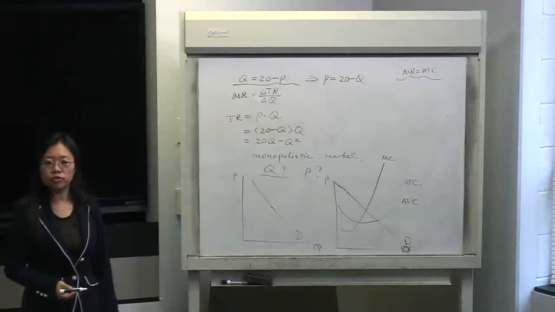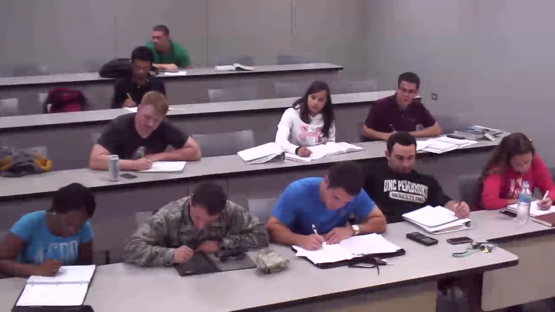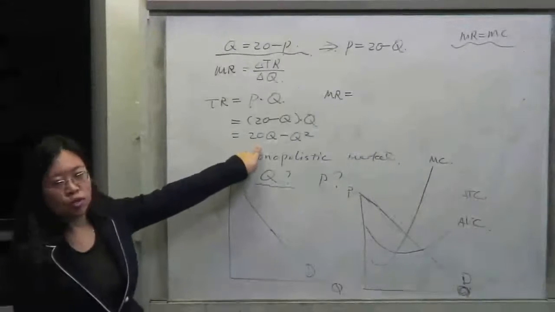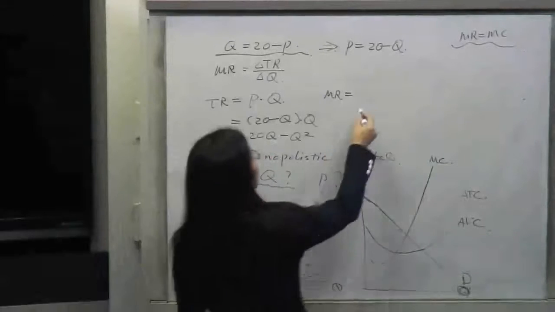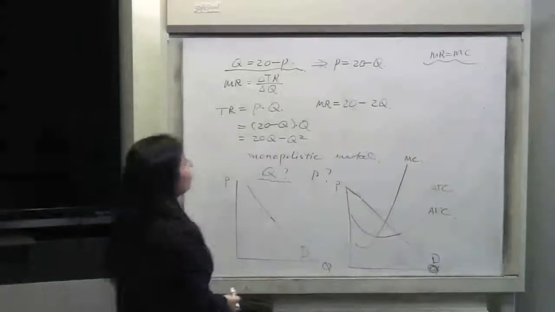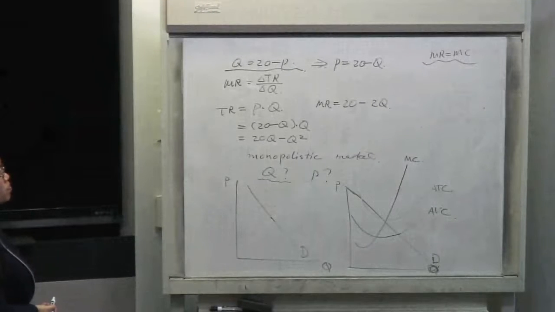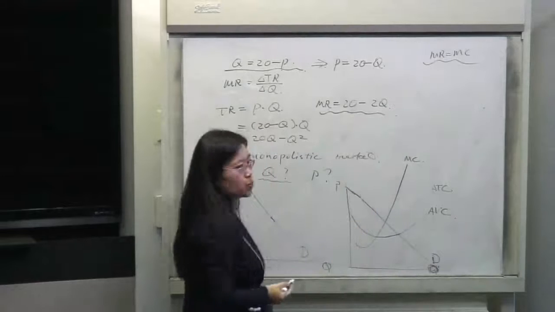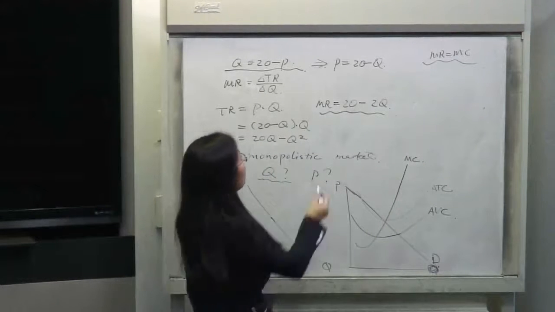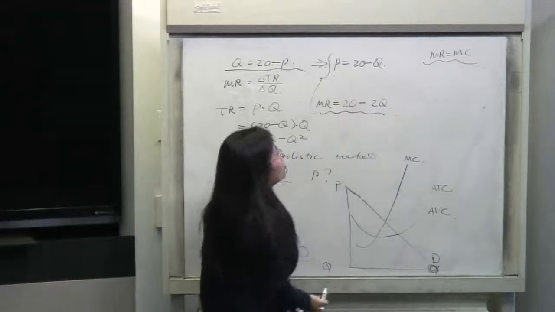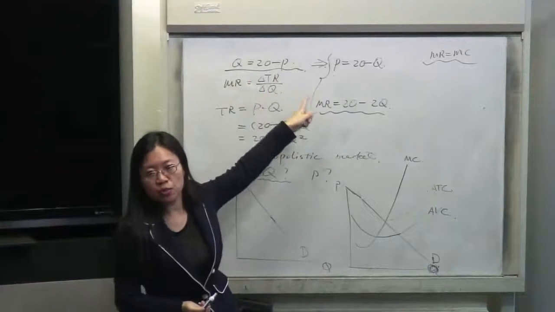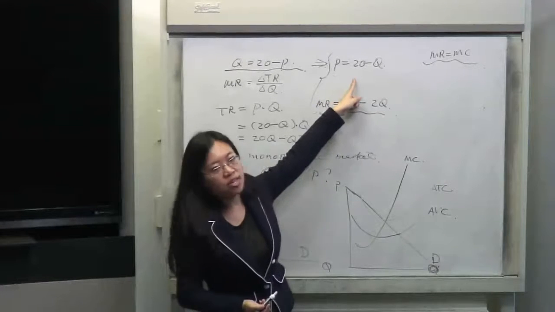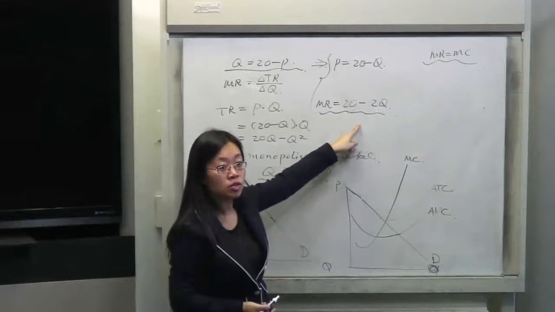I think everybody knows how to do the derivative of this one. What would be the derivative of this with respect to Q? It's equal to 20 minus 2Q. Good. So this is your marginal revenue function, and this is your inverse demand function. Here, the demand is linear, right? Look at these two functions. This represents your demand, this represents marginal revenue. What's the similarity?